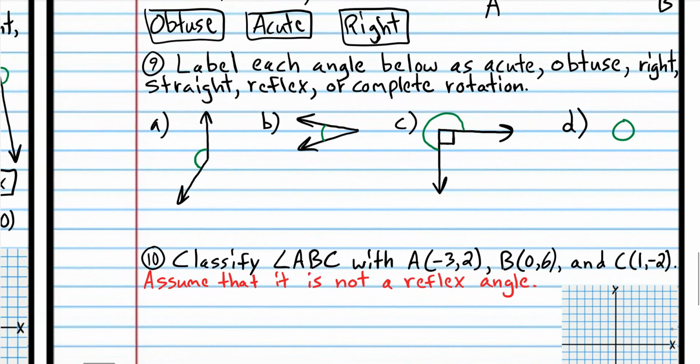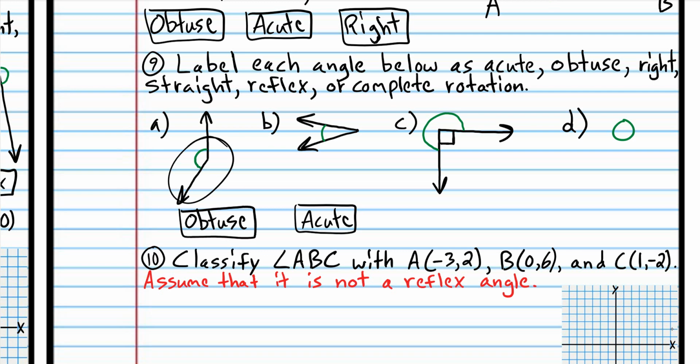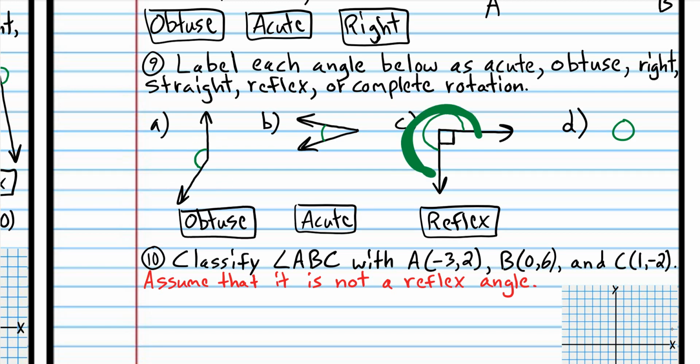Okay, we're back. So this is an obtuse angle. This is an acute angle. Its degree measure is less than 90. Here it's between 90 and 180. This is a reflex angle. Its measure is between 180 and 360. Looks like this is about 270 degrees. And this is a complete rotation angle.